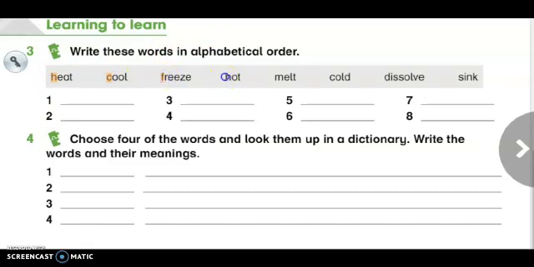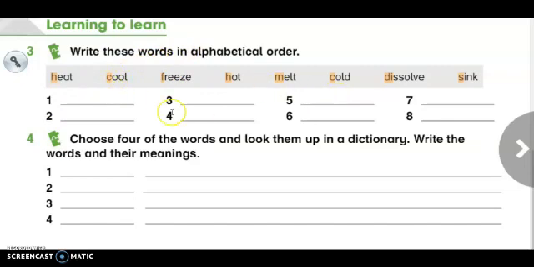and here we have another H, hot, melt, M, C, cold, dissolve, D, and S, sink. What do you think is the first word? Yes, we have to begin with words with C.